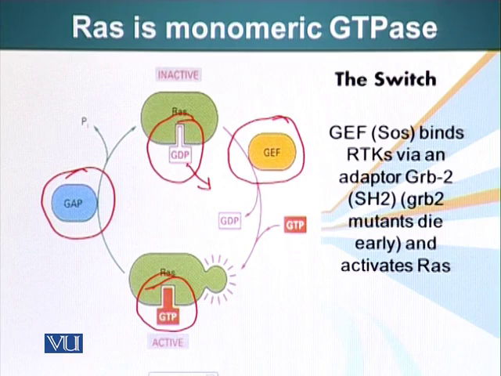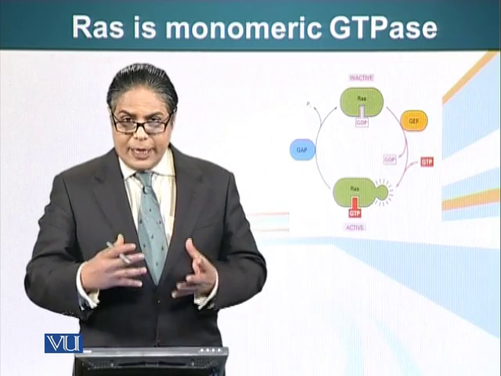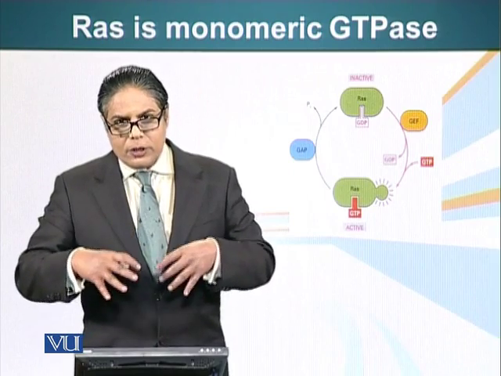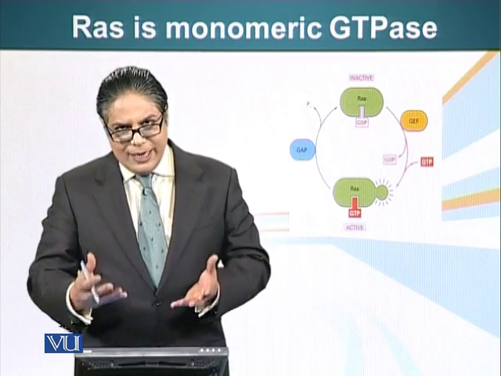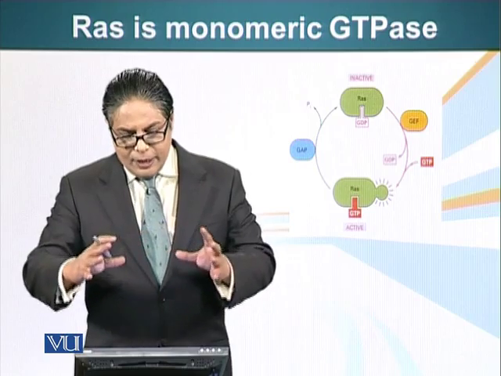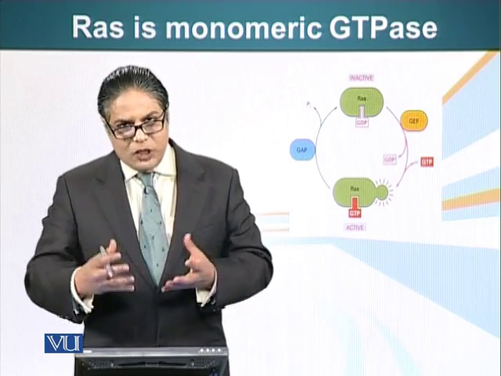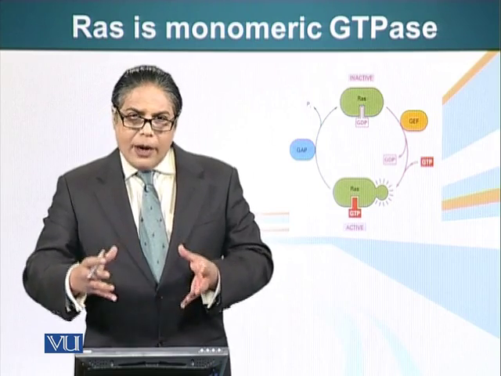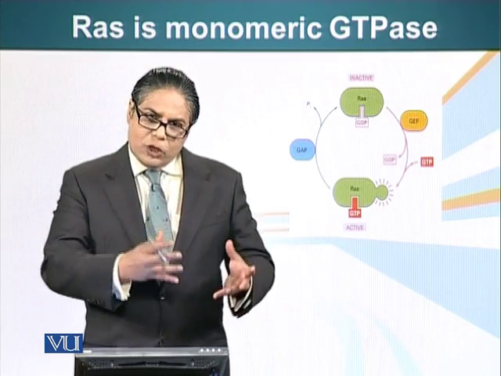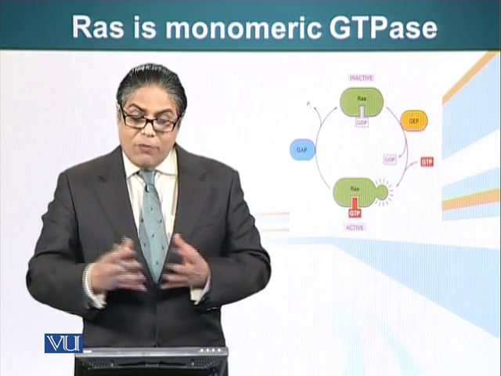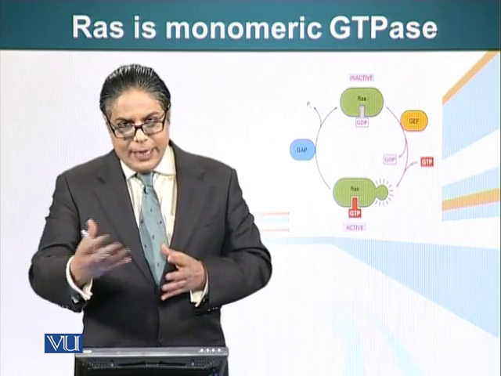So RAS can exist in off and on state just like a switch. How does RAS manifest its effects, and communicate this information that it is in active state or inactive state? And how do we know that SOS and GRB2 interact with each other? We will look at that in the next module.